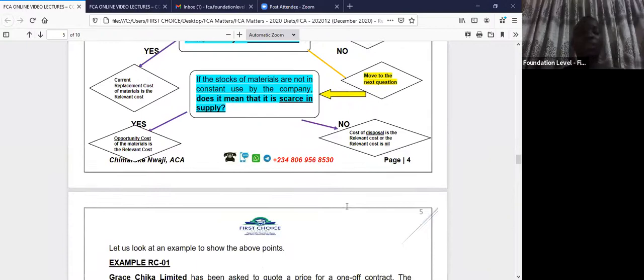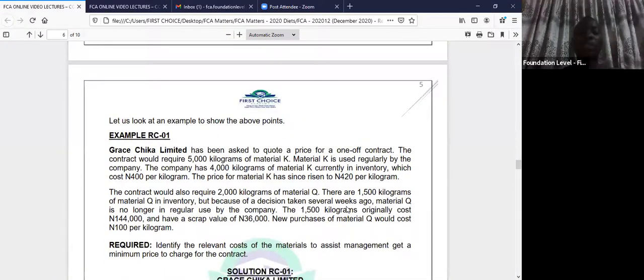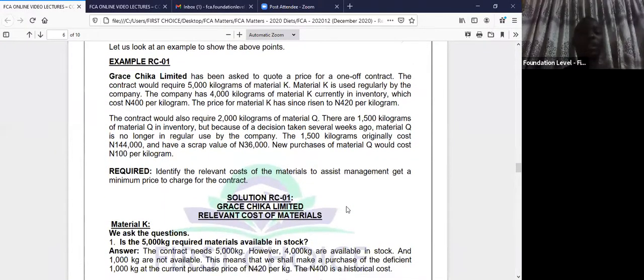Now let's look at a question here to illustrate our point. The question here is, Grace Chika Limited has been asked to quote a price for a one-off contract. Underline the word one-off contract. These are the kind of things that require relevant cost decision. One-off contract. What is a one-off contract? A one-off contract is a contract that you may not likely do again. Even if you do it again, it comes maybe once in a blue moon.